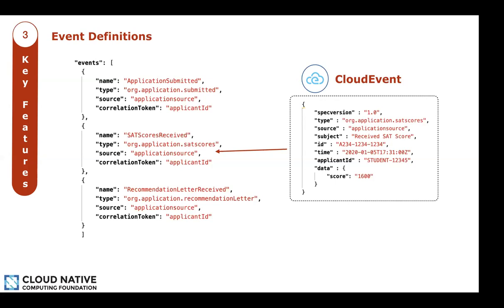In this case, we use an applicant ID because we want to correlate all the events, for example, applications submitted, SAT scores received and so on, to the same applicant, and most likely the same workflow instance that handles this application process and consumes these events.